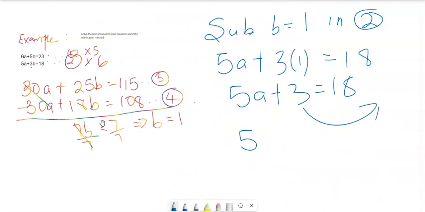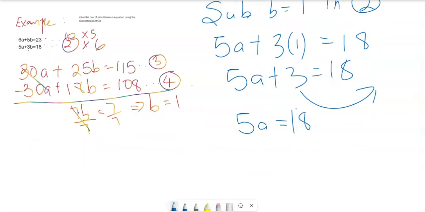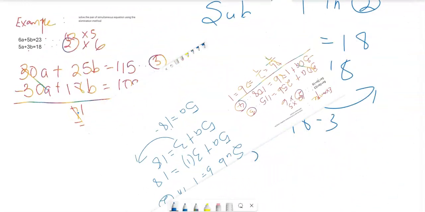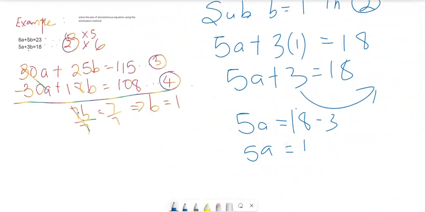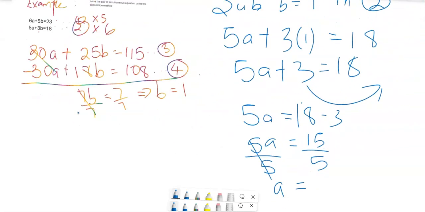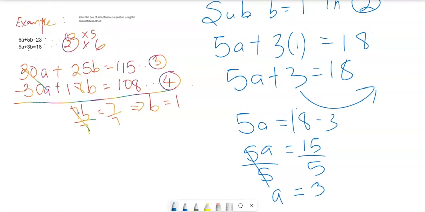In transposition, when you move a term from one side of the equal sign to the other side, you do the opposite. So 5a equals 18 minus 3. 5a equals 15. We divide both sides by the coefficient of a. In this case 5. 5 cancels 5. A equals 3 because 15 divided by 5 is 3.